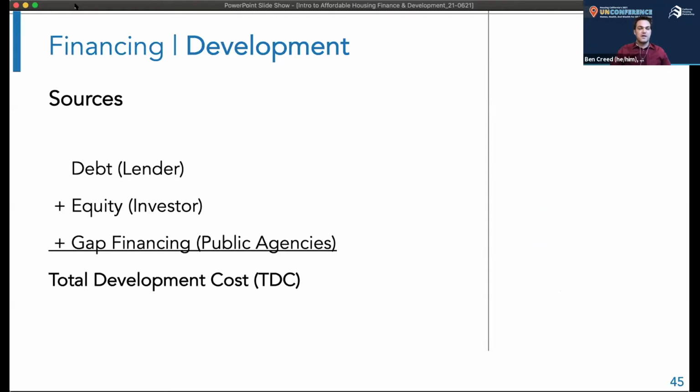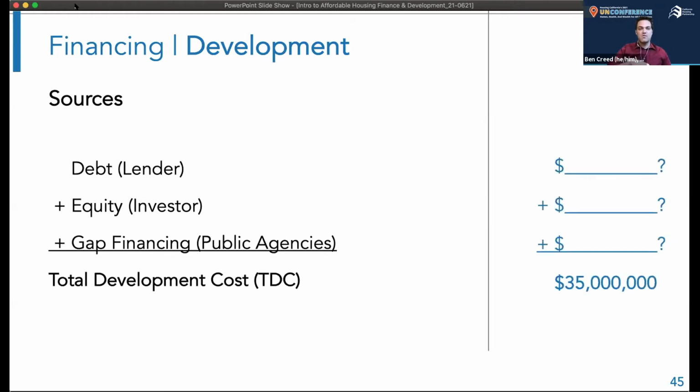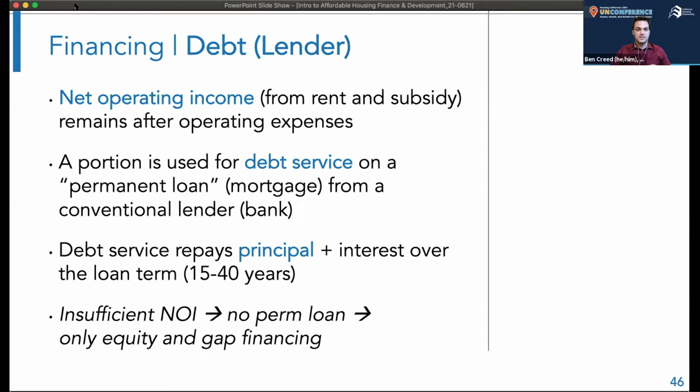We covered the three major types: debt, a loan from a lender; equity, an investment from an investor; and this gap financing for affordable housing. So the question is, how much can you come up with of each of these types of funding sources? We're going to start with debt because that is the most closely related to the operating financing of the building, which we just covered. And so you'll recall there's going to be net operating income left over after that rent, and maybe the rental subsidy, has been used to pay the monthly and annual operating expenses.